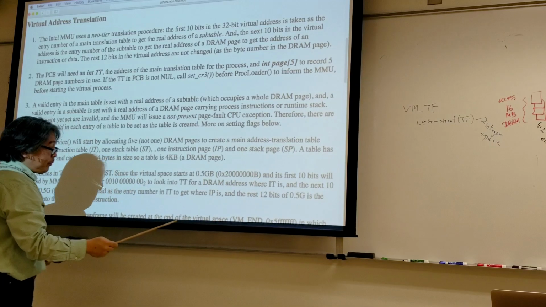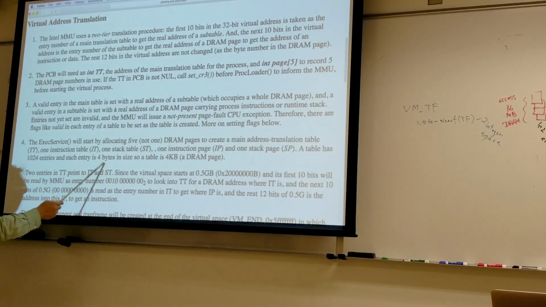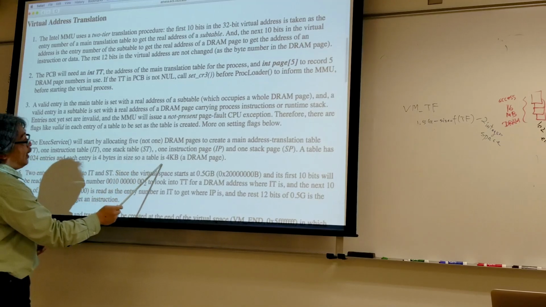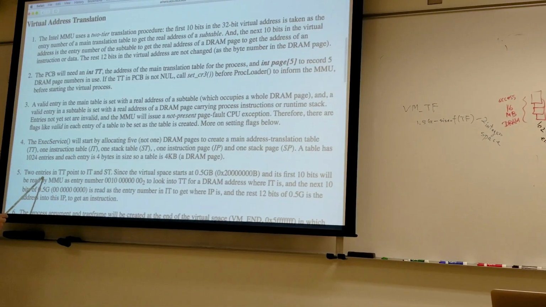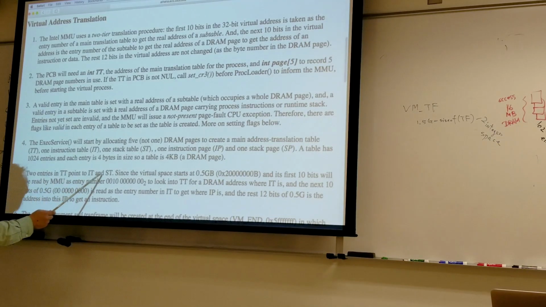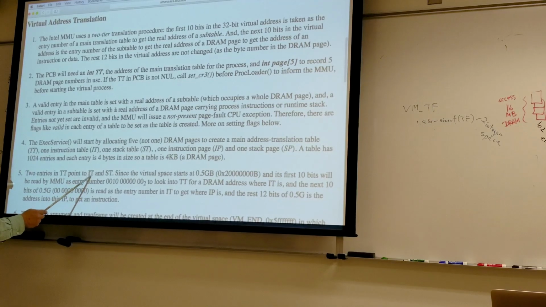Okay. A table has 1024 entries, and each entry is 4 bytes in length. So a table is 4K bytes to fit into 1 DRAM page. 2 entries in TT point to IT and ST. Okay, so 2 main table entries point to 2 subtables.